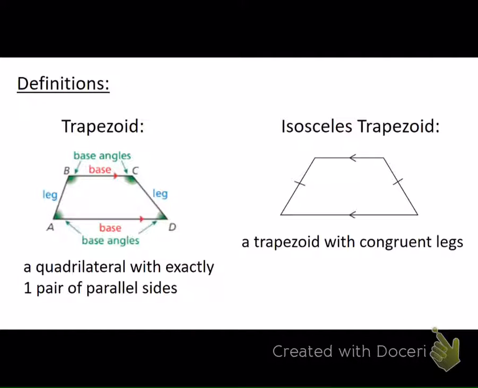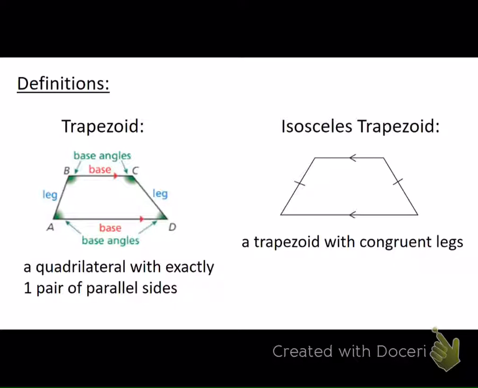So the first thing you guys need to know is there's two different types of trapezoid. There's just a trapezoid, and then there's an isosceles trapezoid. So we know in an isosceles triangle how many sides are congruent: 2. So in an isosceles trapezoid, 2 sides are also congruent, and we'll talk about what those mean.